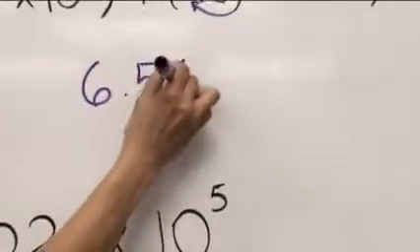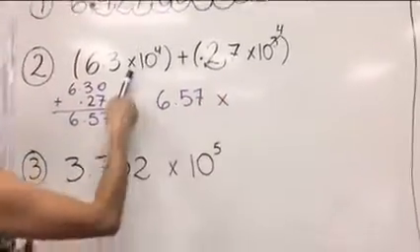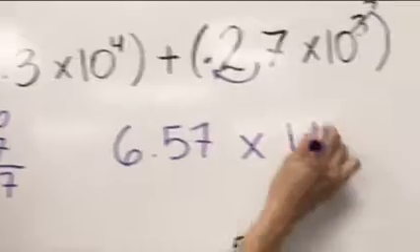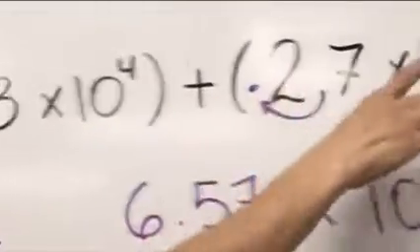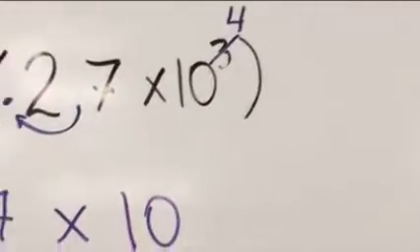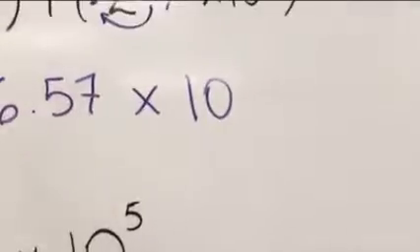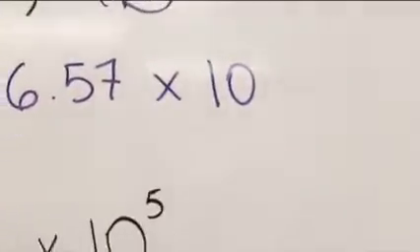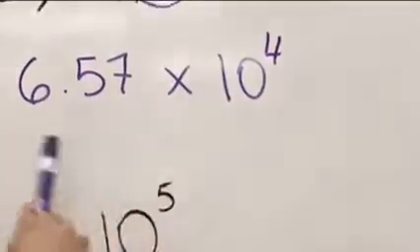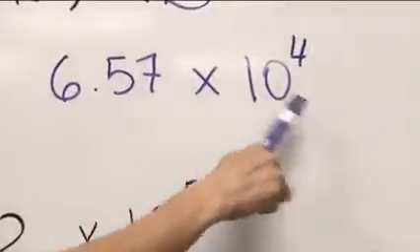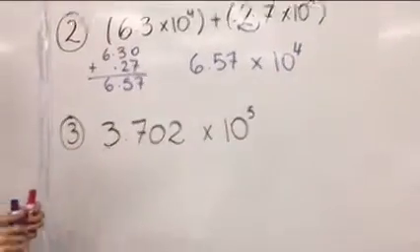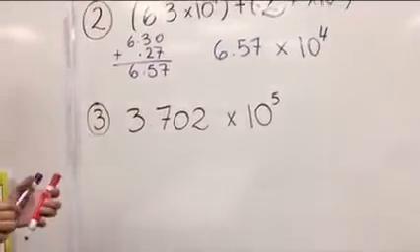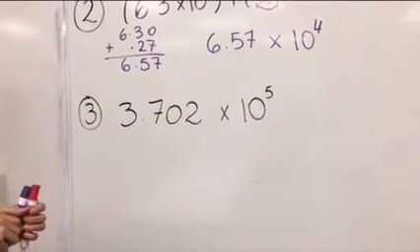So 6.57 for the number part of it times 10 to the power of, again, some people tend to write, oh, it's 4 and 4, 10 to the power of 8. No, if you're adding, it stays the same, 10 to the power of 4. So 6.57 times 10 to the power 4. That's my final answer.